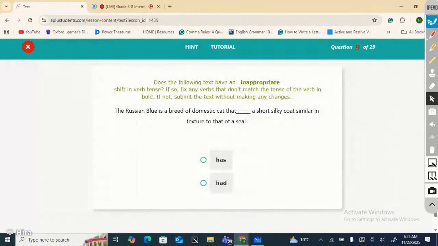The Russian Blue is a breed of domestic cat that blank a short silky coat similar in color to that of a seal. Now guess this one. Do you have to use has or had?